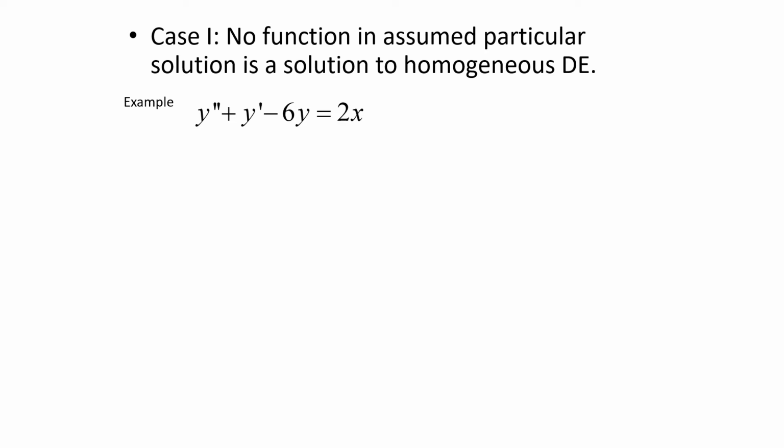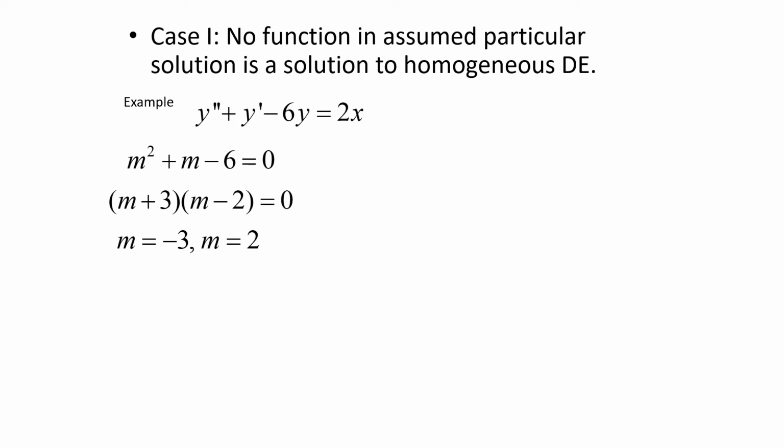We want to solve y double prime plus y prime minus 6y equals 2x. Again, the first thing that we do when we're solving a non-homogeneous differential equation is we start by solving the corresponding homogeneous differential equation. So we'll find our auxiliary equation. That'll be m squared plus m minus 6 equals 0. We can factor that as m plus 3 times m minus 2 equals 0. So m will be negative 3 or positive 2. And that means that our complementary function, y sub c, is going to be c1 e to the negative 3x plus c2 e to the 2x.